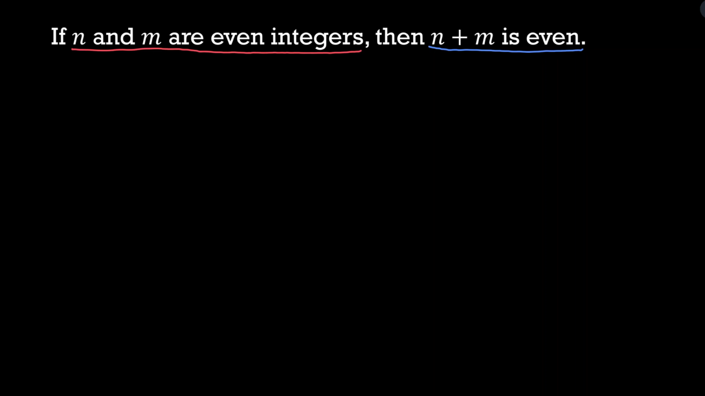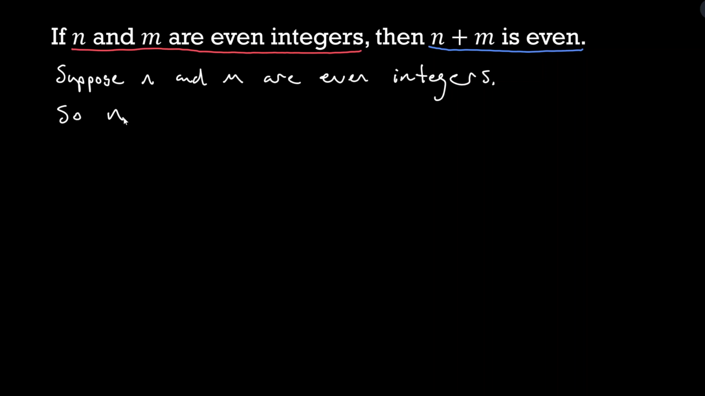So let's set up our proof here and see if we can think about this. Assume, I like to use the word suppose. We're going to suppose n and m are even integers. And let's go and write out what that means, because that's what we just talked about. What does it mean for n and m to be even integers? Well, so n equals 2 times k for some integer k.